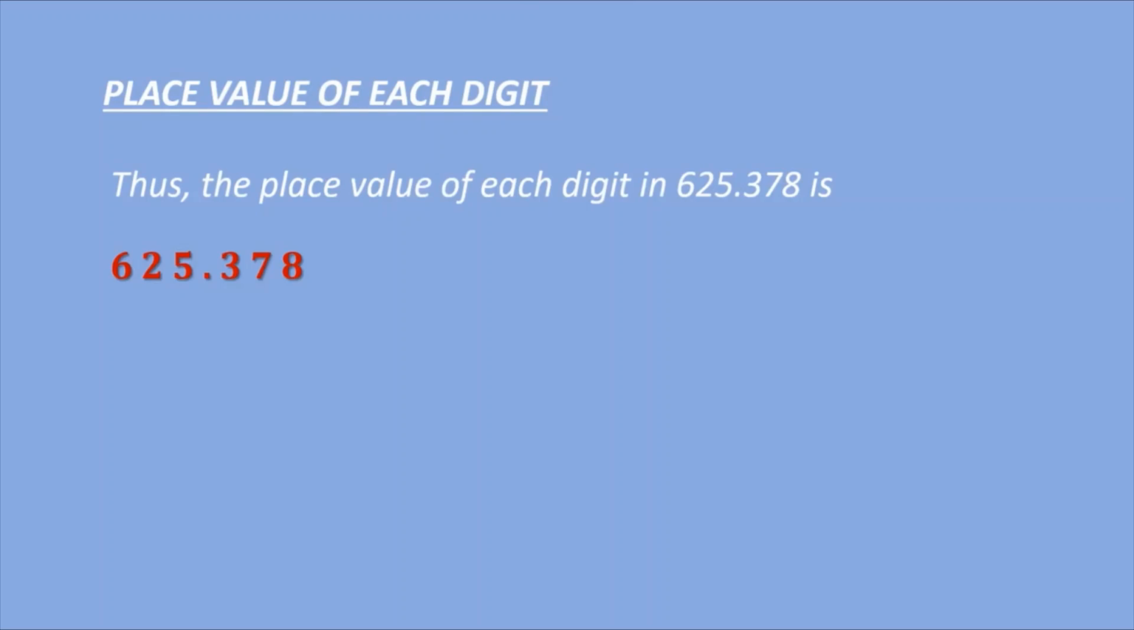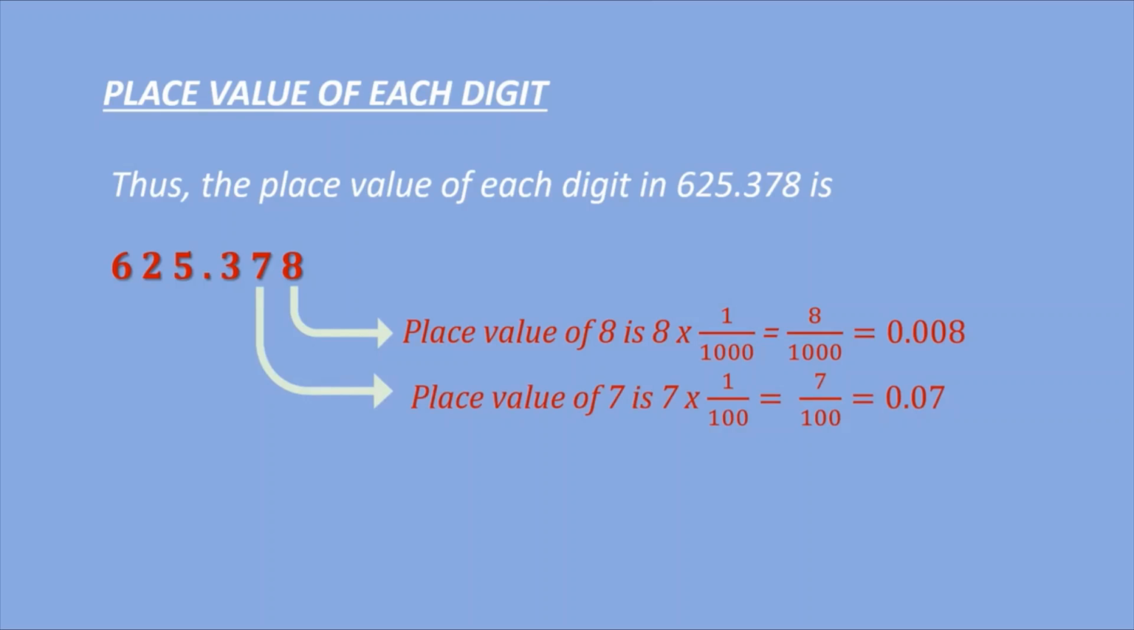The number is 625.378. The place value of 8, which is in the thousandths place, is 8 into 1/1000, that is 8 by 1000. 7 is in the hundredths place, so the place value of 7 is 7 into 1 by 100, that is 7 by 100. The place value of 3, which is in the tenths place, is 3 into 1 by 10, that is 3 by 10 or 3/10ths.